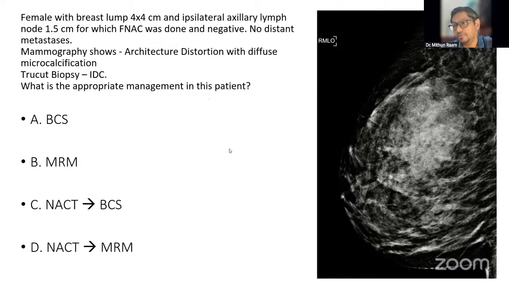So you have this picture of this mammogram given here. Again, they may describe the mammogram. Sometimes they may just give you the picture. You have to figure out what the finding in the mammogram is. If you notice here, there are multiple areas of diffuse punctate small microcalcification, and these calcifications, if you notice, are not uniform.